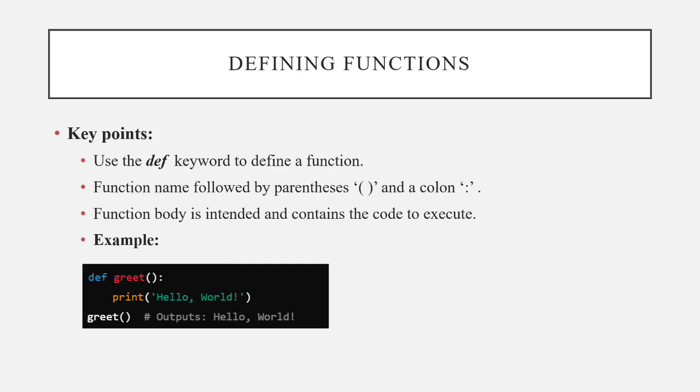The def keyword tells Python, hey, we are defining a function now. And next comes the function name followed by parentheses. Inside those parentheses, we'll later add parameters if the function needs any input. After the colon, we write the code we want the function to execute. This is called the function body.